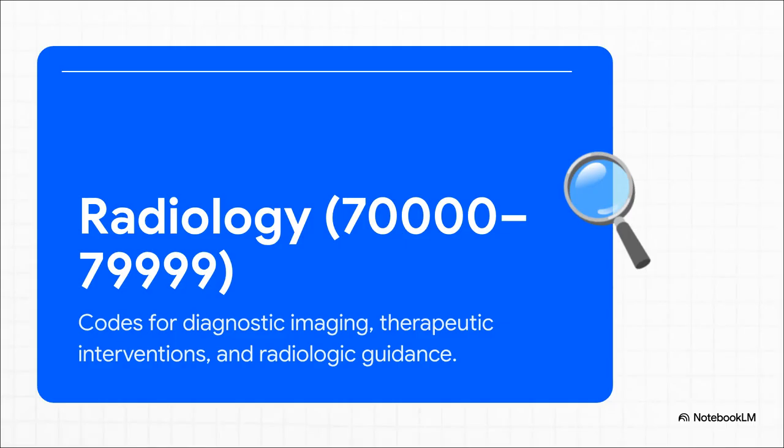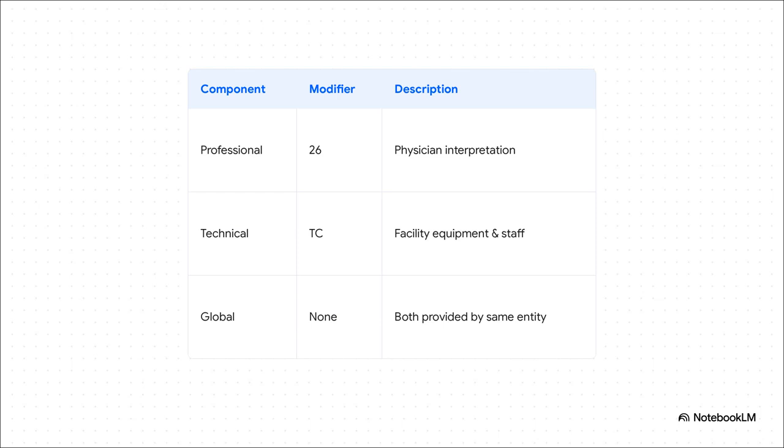So, the radiology section covers codes 70,010 through 79,999, and it is heavily descriptor-driven. You're not just coding a picture. Your code selection depends entirely on the specific modality, the precise anatomy, whether contrast was used, and exactly how many views were taken. A massive chunk of radiology coding boils down to components.